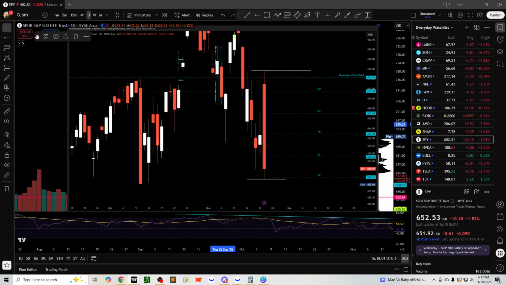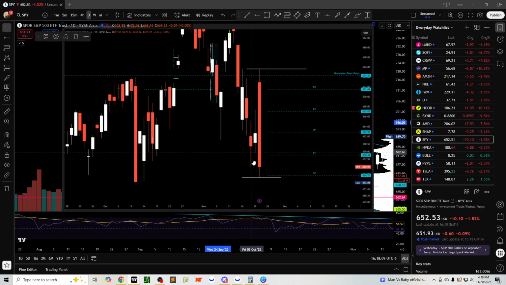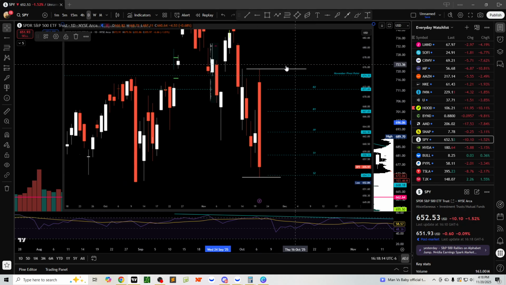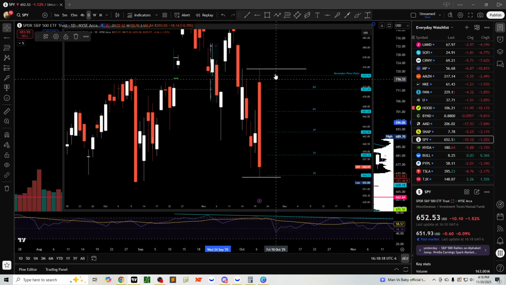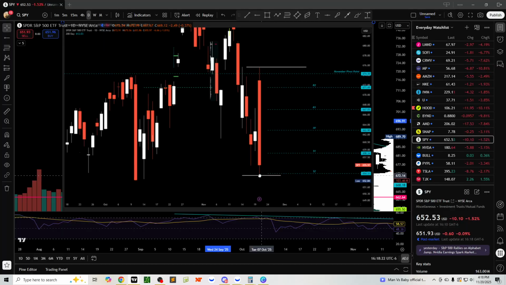Like we say, gee, it's almost like fibs work. I gave all these levels at midnight last night, including the November pivot point. It's literally the whole range, and almost perfect. The November pivot point is a wick above it, and we bounced perfectly off of the second support pivot.